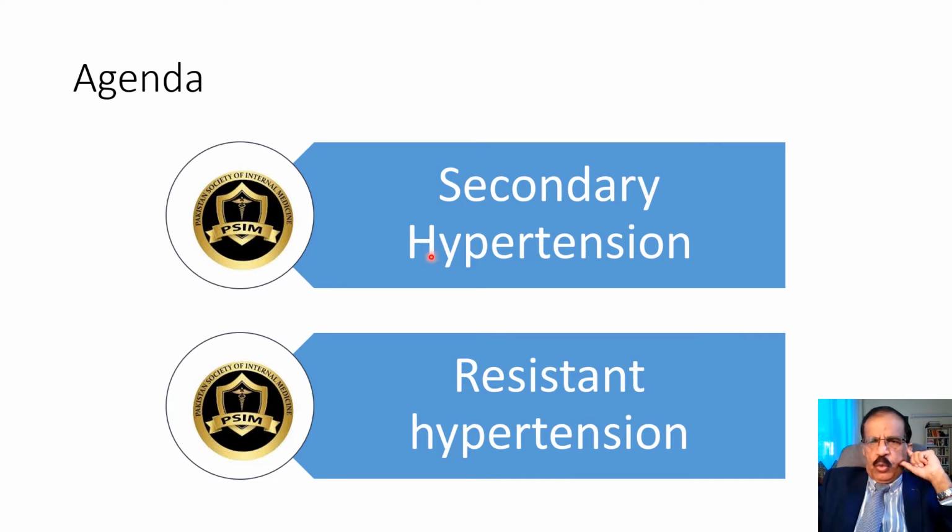These are two agenda items. They are covered in one lecture because there is often an overlap. Because patients with secondary hypertension are likely to have resistant hypertension, and patients with resistant hypertension, if you probe in more detail, you are likely to find secondary hypertension. So that is why these two topics are covered in one lecture.